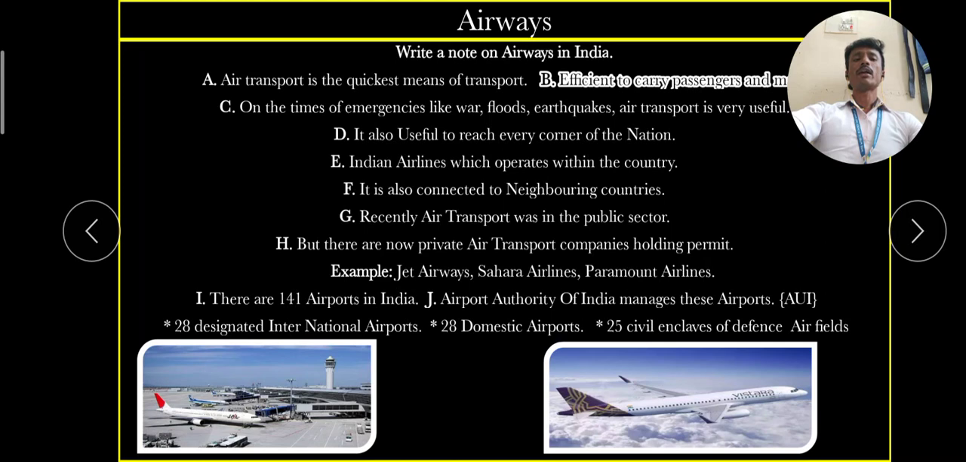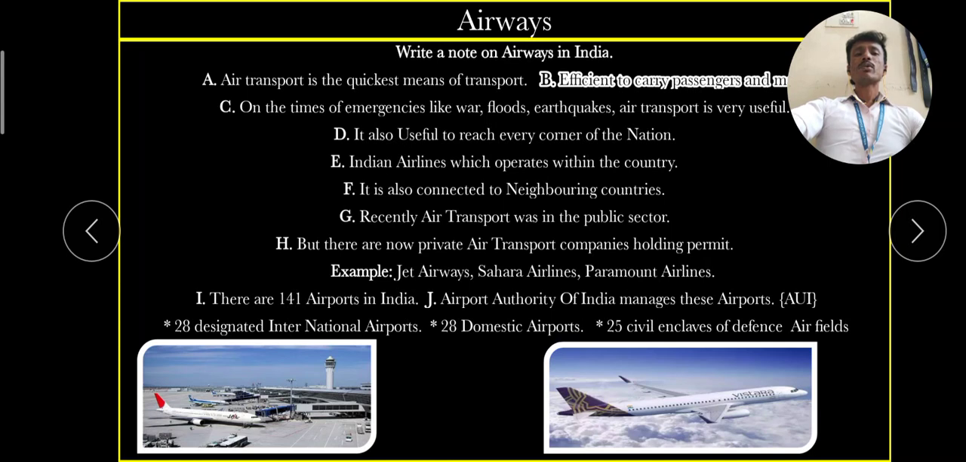Always keep this in mind and write the answer properly. Write a note on airways in India: air transport is the quickest means of transport and is efficient to carry passengers and mails from one country to another country and from one place to another place. In times of emergencies like war, floods and earthquakes, air transport is very useful. It is also useful to reach every corner of the nation. Indian Airlines operates within the country, not outside it, and can connect to neighboring countries a few times.